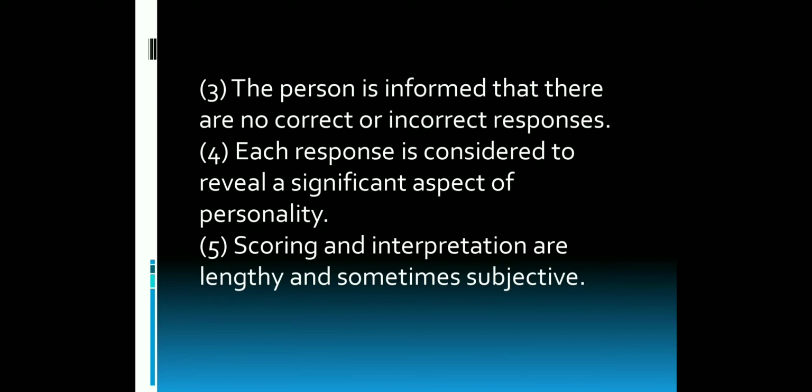Each response is considered to reveal a significant aspect of personality. Now, as psychologists, every person believes that the things that are on the paper, on the test, they reveal something about the personality of an individual. So everything is important, every aspect is important. Scoring and interpretation are lengthy and sometimes subjective. Now, sometimes, because of the kind of the information that we are receiving, there can be personal bias from the scorer point of view, right? Because they can be subjective, but the interpretation is always lengthy.